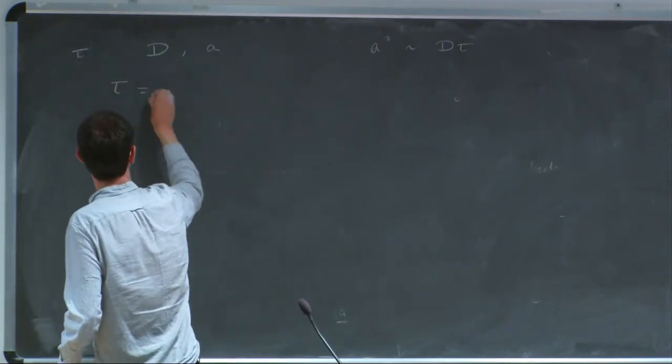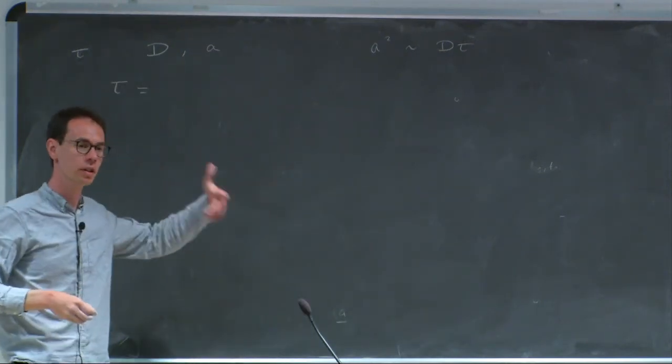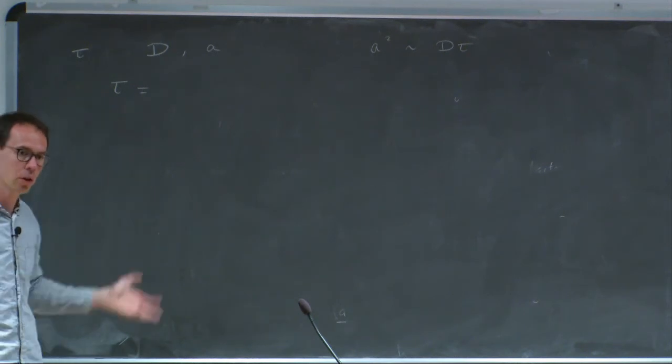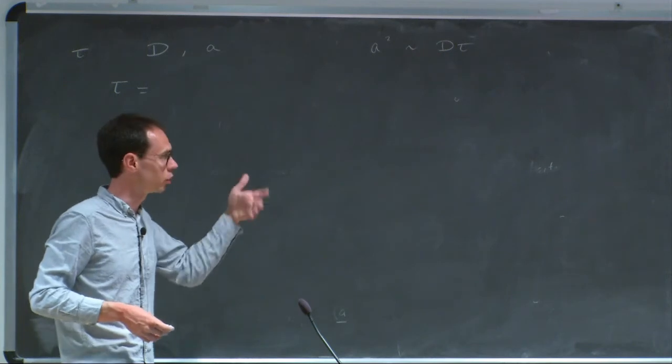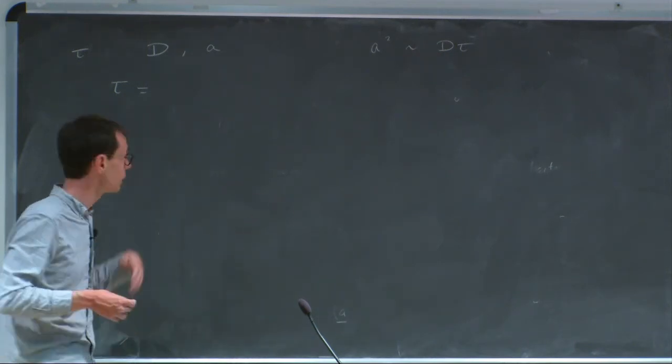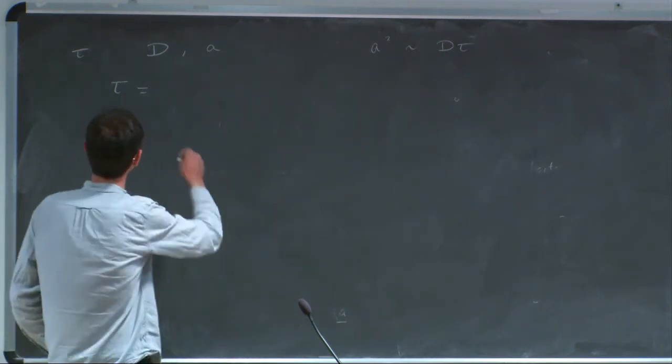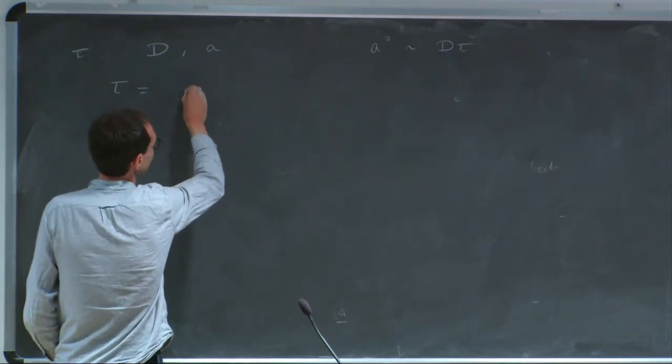So that's my guess for tau. And one can actually do a rigorous calculation. This is what Berg and Purcell did with a measuring device, where you calculate the Green's function of the diffusion equation. You can do all of this, and at the end of the day you get essentially the same result as what I got.